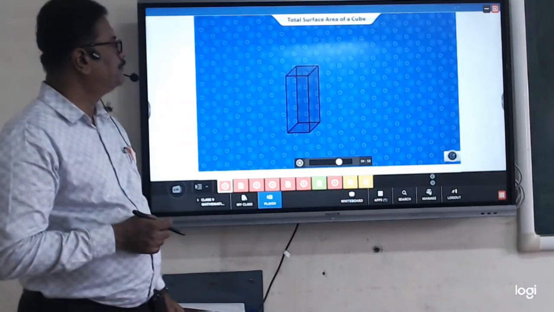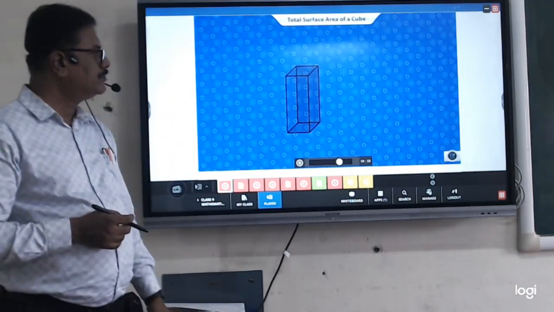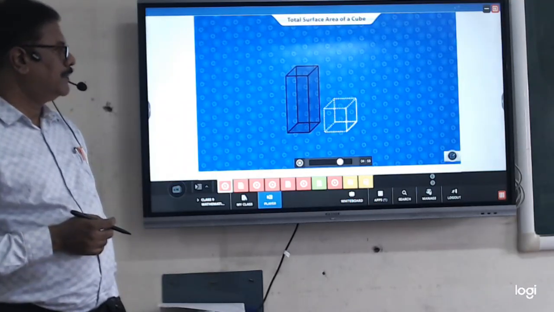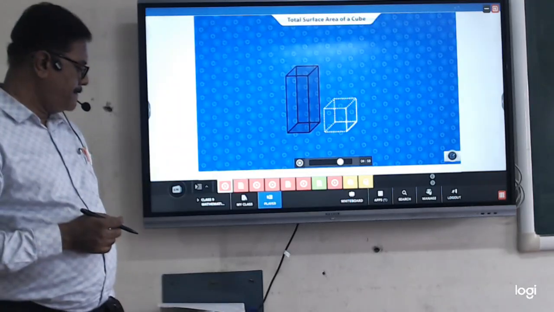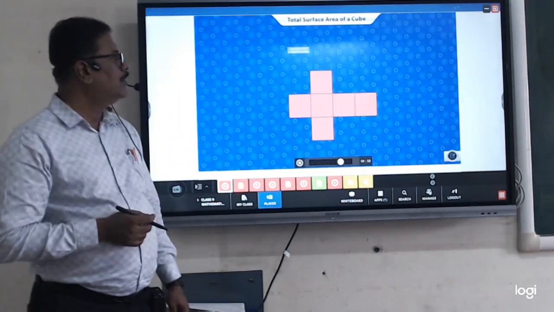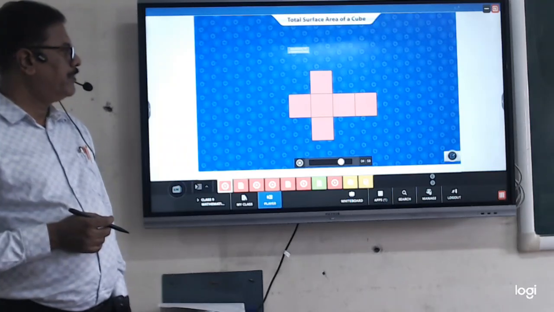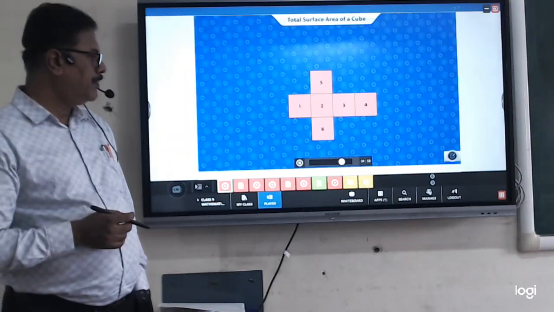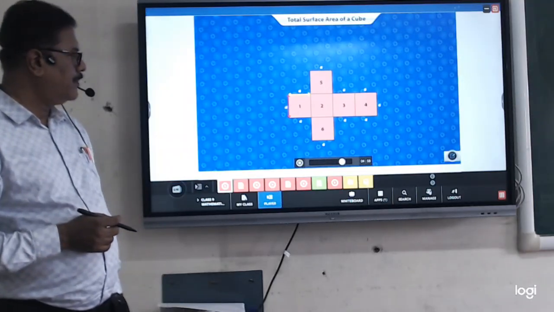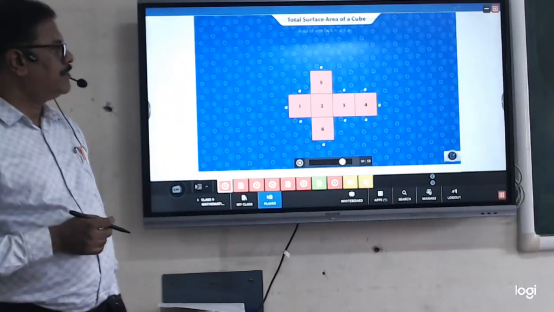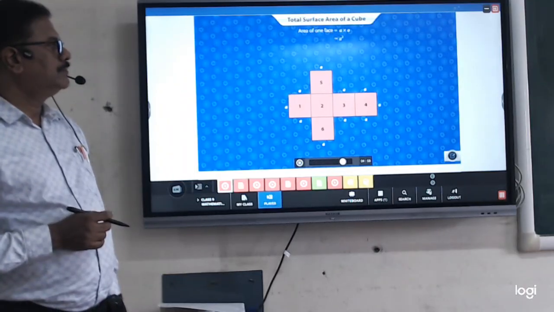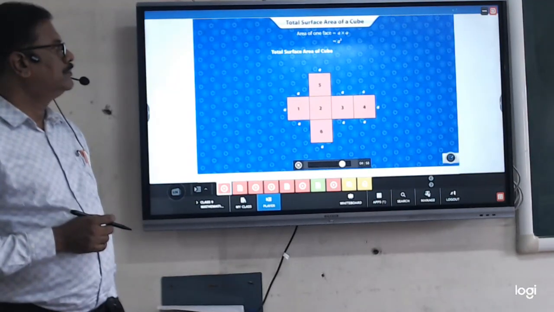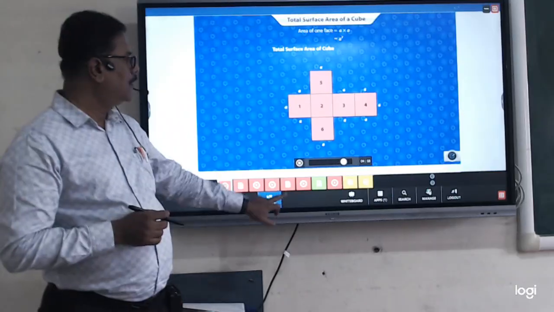In a cuboid, the length, breadth, and height are unequal. Now if we make the length, breadth, and height equal, we get a 3-dimensional figure called a cube. On opening up the cube, we get a 2-dimensional figure that has 6 faces. Each face is a square as its length and breadth are the same. So the area of one face is the area of a square. To find the total surface area of the cube, we must simply multiply the area of one face by 6.